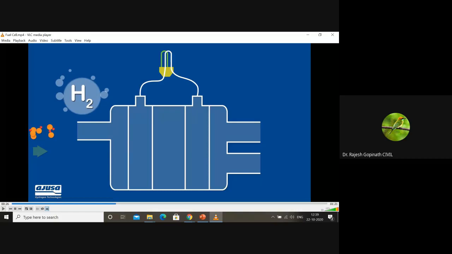Now, when it comes to a source of hydrogen, the sources can be plenty. For instance, even your alcohol can be a source because it contains an abundance of hydrogen.